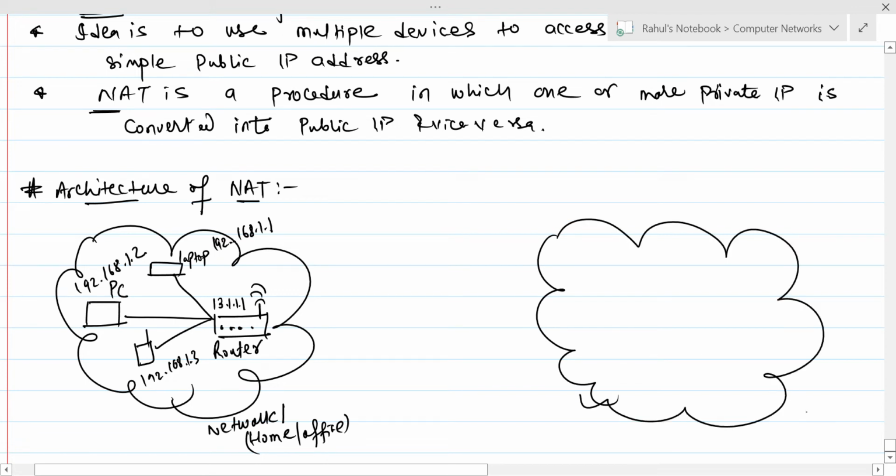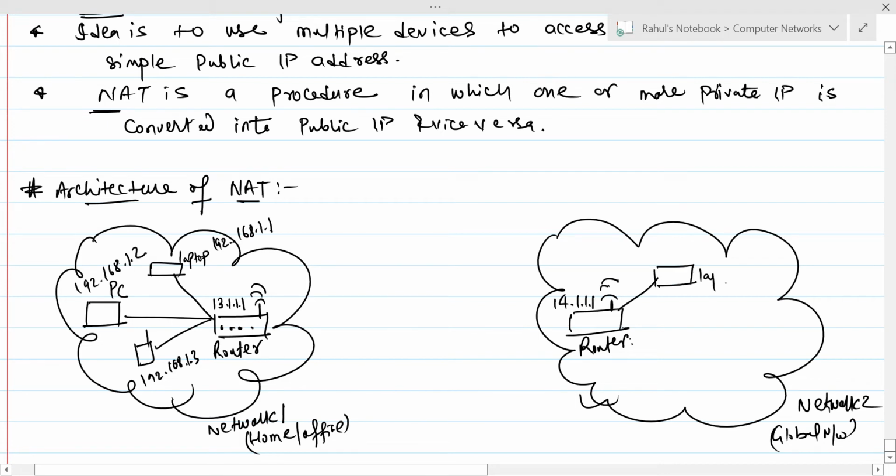Now let's say one more network is there, network 2, and it is a global network, or outside our network. In that network one more router is there, and let's say this router has the IP address 14.1.1.1. It is also associated with some laptops, PCs, smartphones and smart gadgets.